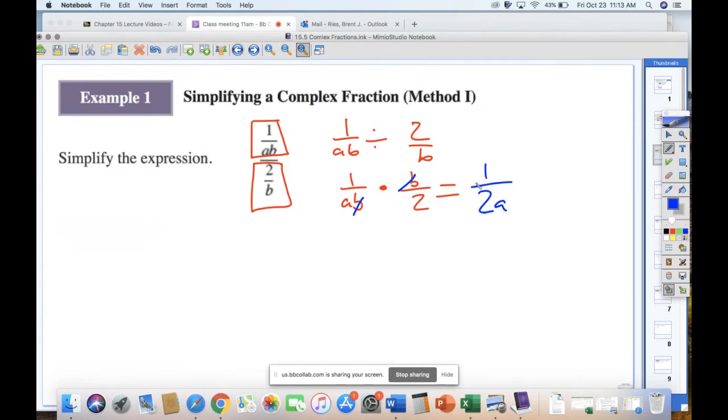This type of thinking, this process, over and over again, every single problem we do today, there's going to be about seven or eight of them, it's going to be the same process over and over. Simplify the top, simplify the bottom, write them horizontally, keep, change, flip, simplify at the end.